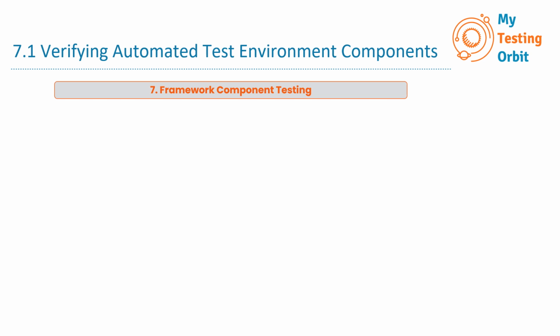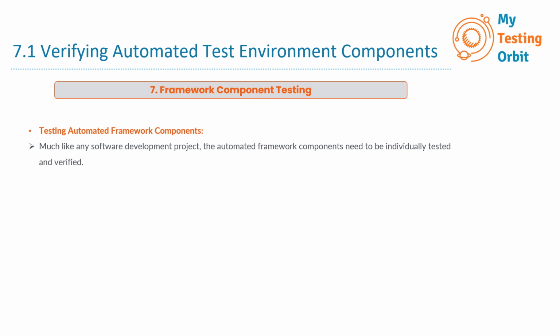And the last step, number 7, is framework component testing. Testing automated framework components. Much like any software development project, the automated framework components need to be individually tested and verified. Like making any computer program, the different parts of the tools used for automated testing need to be checked one by one to make sure that they work correctly.